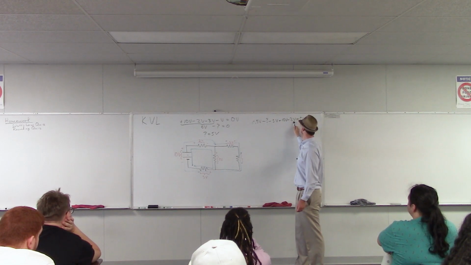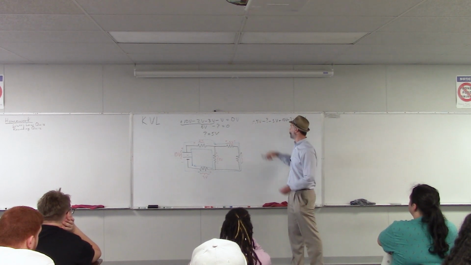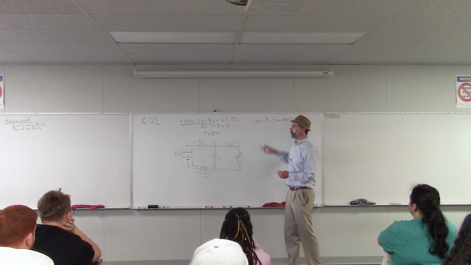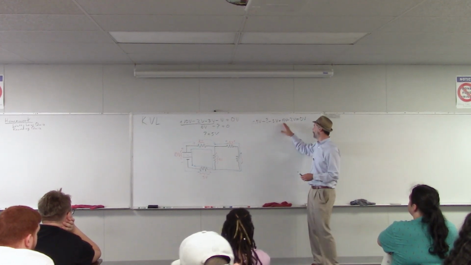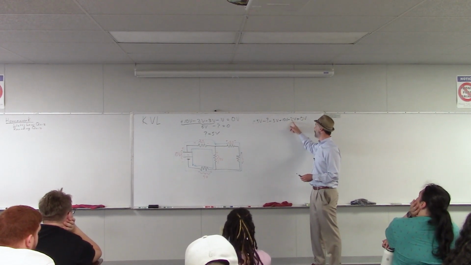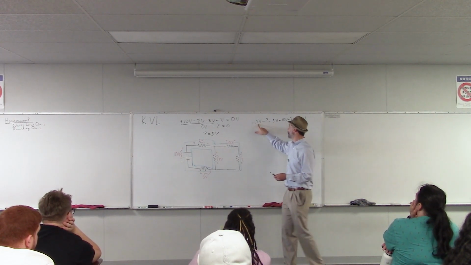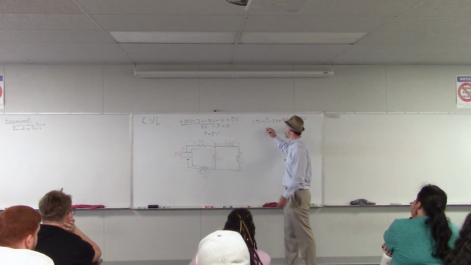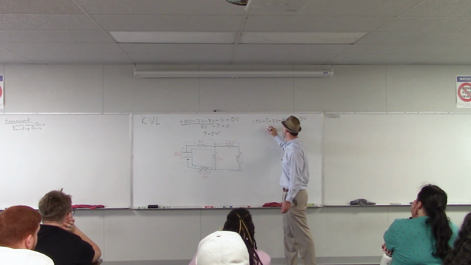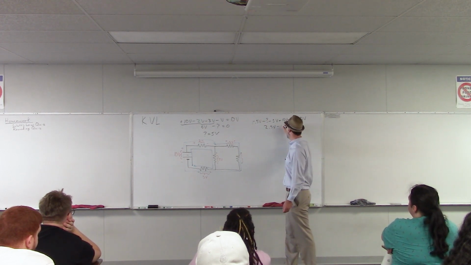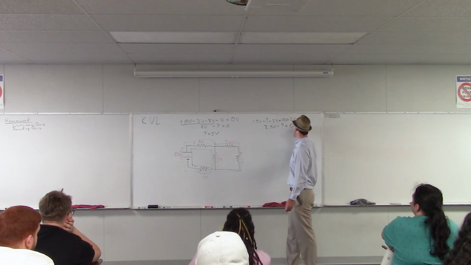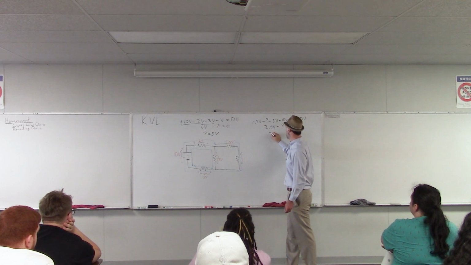Basically 10 minus 2 is... wait, sorry, 10 minus 2 is 8, minus 5 is 3, minus 0.5, so that's 2.5. So over here we have 2.5 volts minus our unknown equals 0. So our unknown voltage is 2.5 volts.